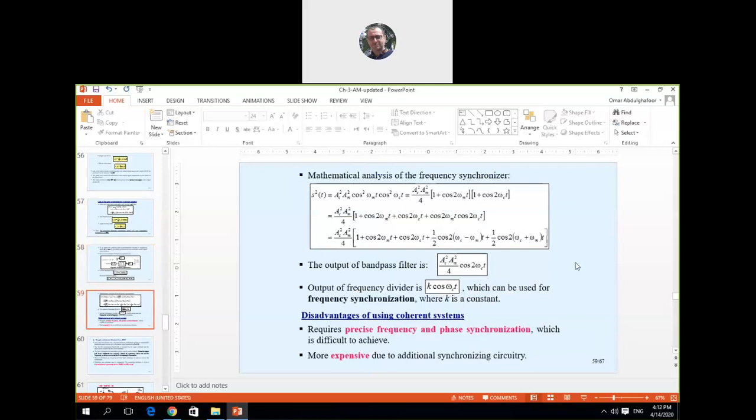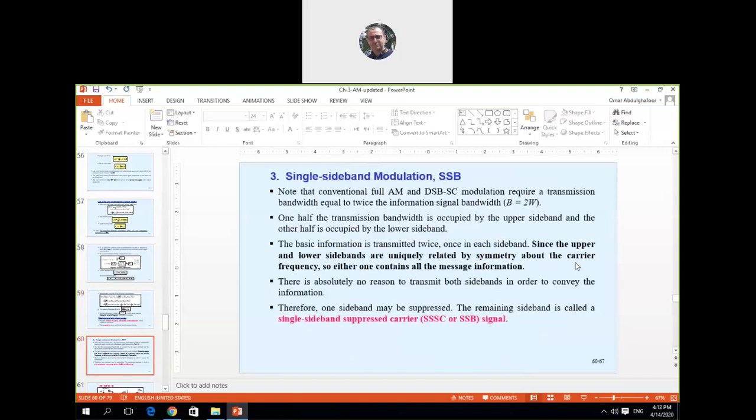Okay, so this one is actually the second technique. We have two more techniques: single sideband modulation, and vestigial sideband. I will leave that technique to you as self-study. Once you have learned this one, it will be easy for you to grasp the idea of vestigial. So this is actually the third technique, which we call single sideband modulation.